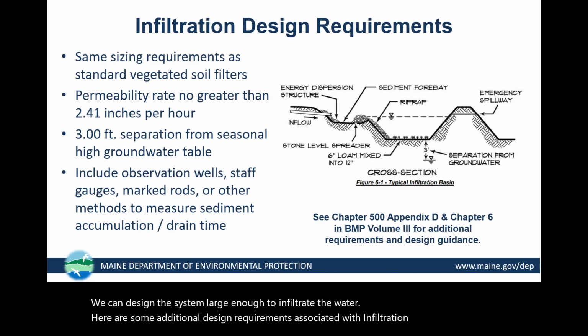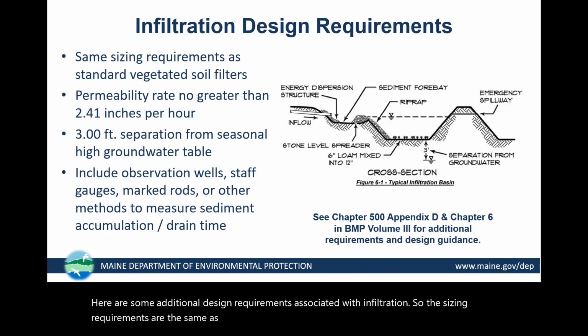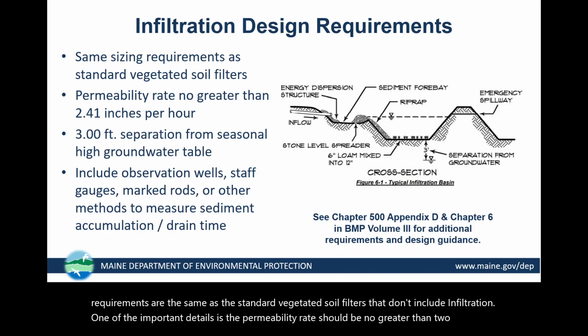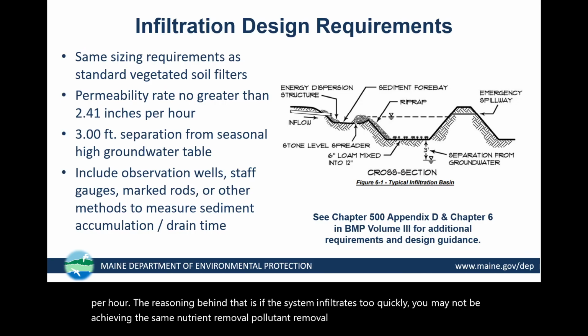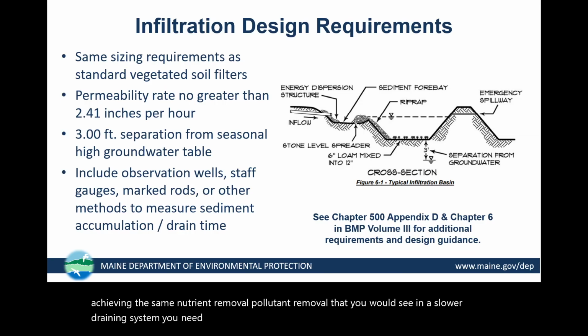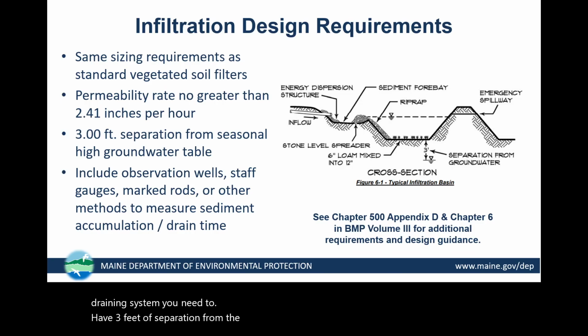So the sizing requirements are the same as the standard vegetated soil filters that don't include infiltration. One of the important details is the permeability rate should be no greater than 2.41 inches per hour. The reasoning behind that is if the system infiltrates too quickly, you may not be achieving the same nutrient removal, pollutant removal that you would see in a slower draining system. You need to have 3 feet of separation from the seasonal high groundwater table, like I mentioned earlier.